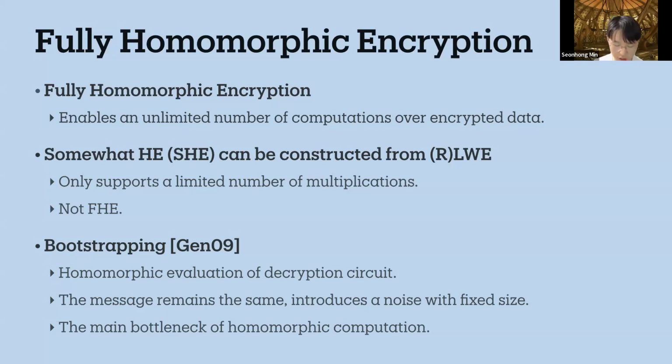In the first construction of FHE in Gen09, Gentry came up with a special kind of operation called bootstrapping. Basically, bootstrapping is a homomorphic evaluation of the decryption circuit. It means that the message remains the same, but it introduces a new noise with some fixed size. The main bottleneck of homomorphic computation comes from the bootstrapping.